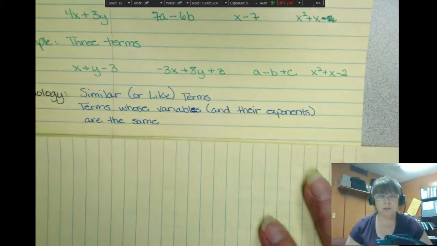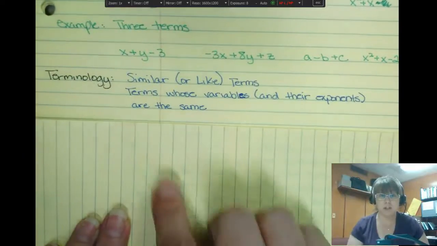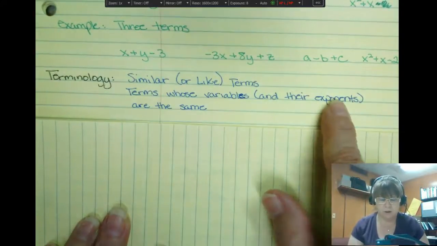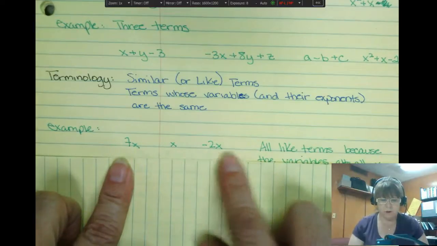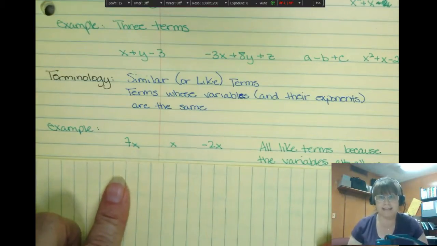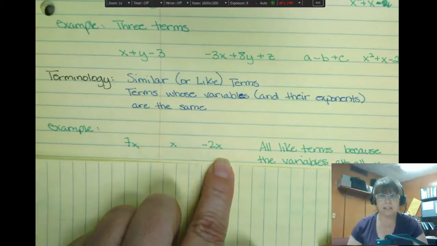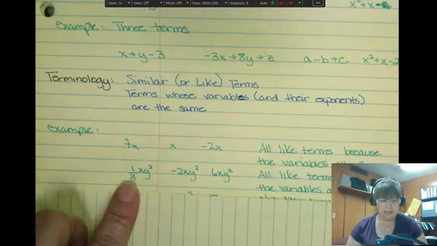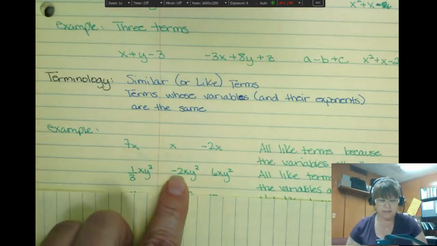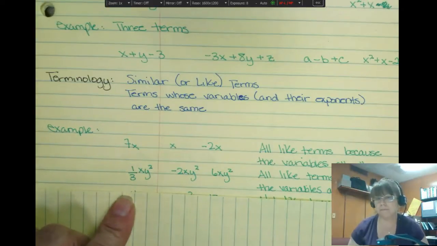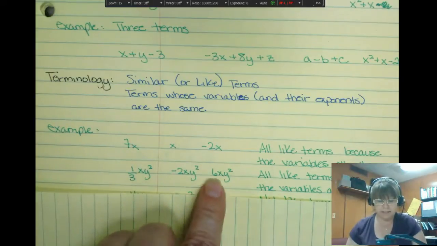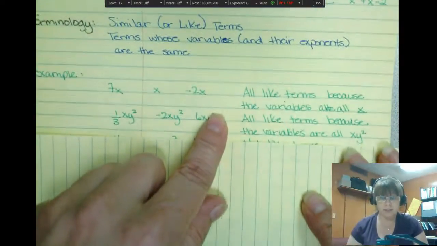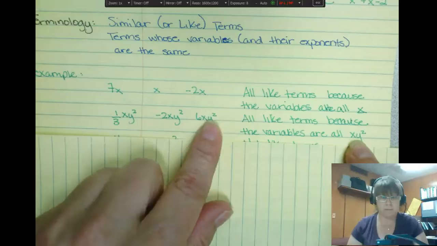Now there's something called similar or like terms. What it means are the terms whose variables and their exponents are the same. For example, 7x, x, and negative 2x are like terms because the variables are all x's. Doesn't matter what the number is, as long as the variable is the same variable, x, x, x, they are like terms. Negative 3x squared, negative 2x squared, negative 1/3 xy squared, negative 2 xy squared, 6 xy squared. They are all like terms because they all have the xy squared in common.